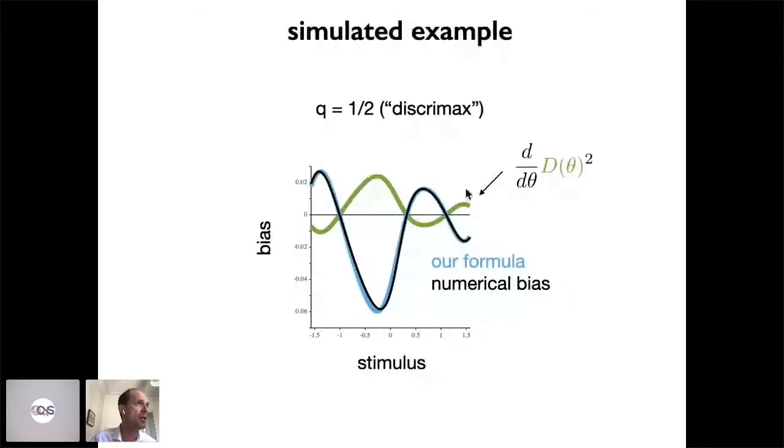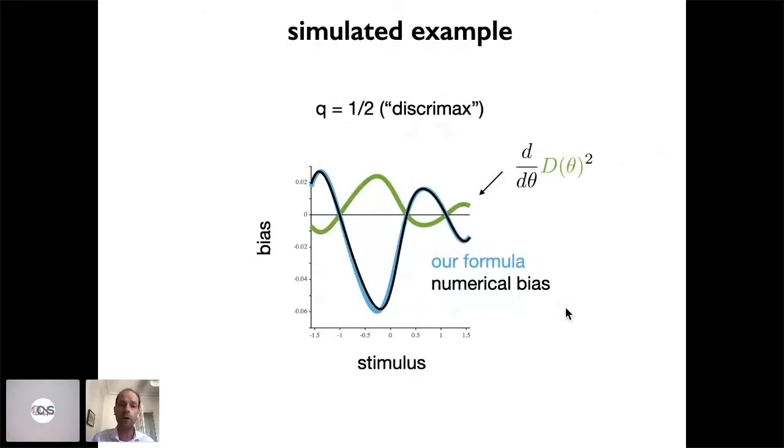He then computed the prior, and then he allocated the Fisher information proportional to that prior raised to the qth power. Here he used q equal 1/2, and he then computed the discriminability. The green curve here is the derivative of the squared discriminability. Then our analytical formula gives you the blue trace here, and when you did numerical simulations, you would obtain the black trace here.